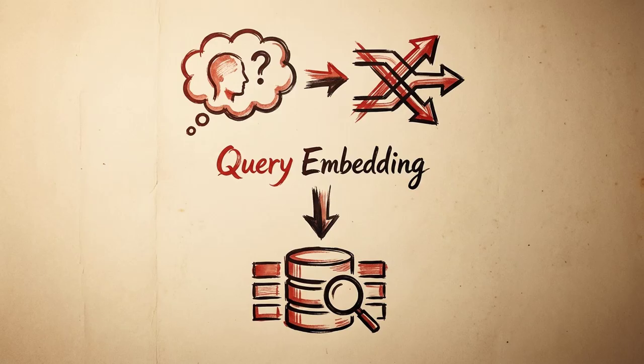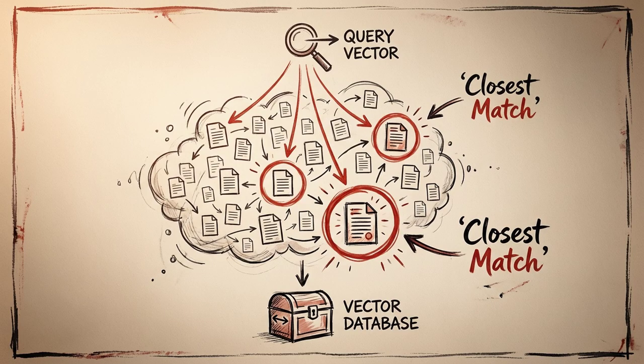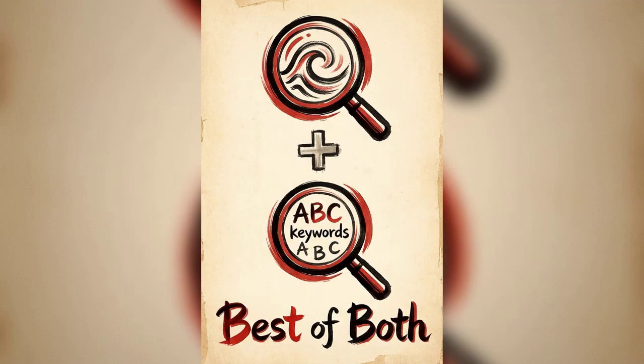Now for the retrieval phase. When a user asks a question, we convert their query into an embedding, just like our document chunks. This query embedding is then used to search the vector database. We look for document chunks whose embeddings are most similar or closest to the query's embedding. Often, RAG systems use hybrid search, combining vector similarity with traditional keyword search. This helps catch both semantic matches and exact keyword hits.